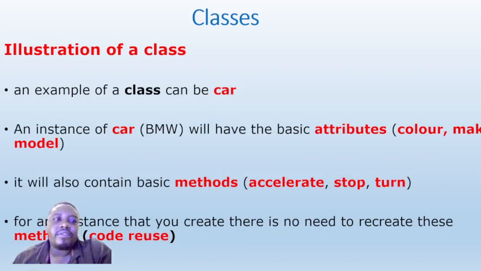So, an illustration of a class. An example of a class can be car. An instance of a car, which maybe we can call BMW, will have the basic attributes. The basic attributes can be color, make and model. It will also contain basic methods, by which we mean things like accelerate, stop and turn.